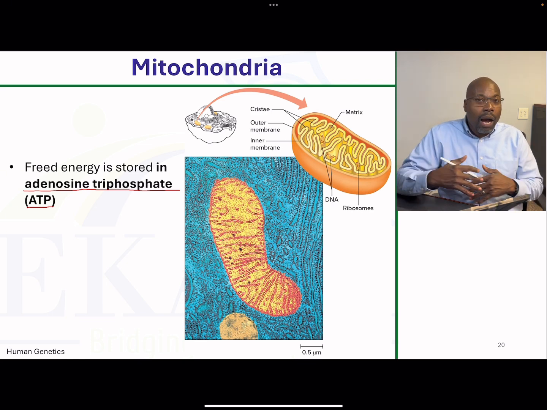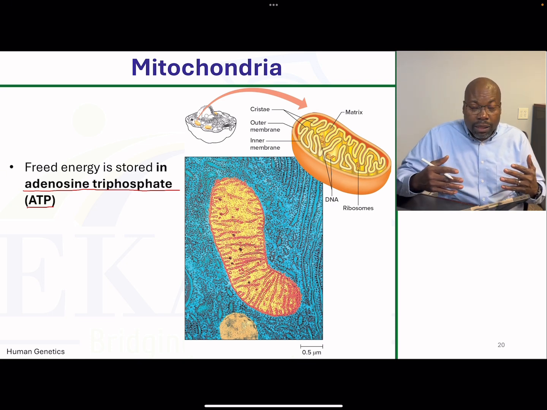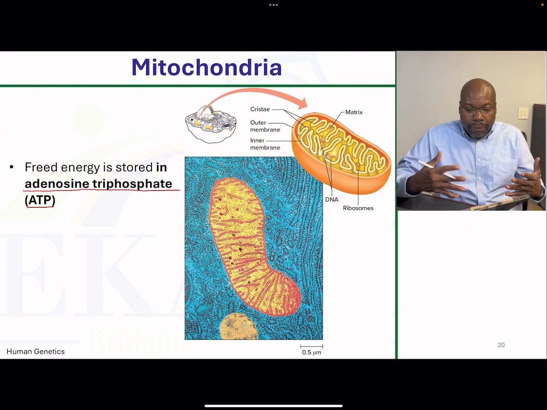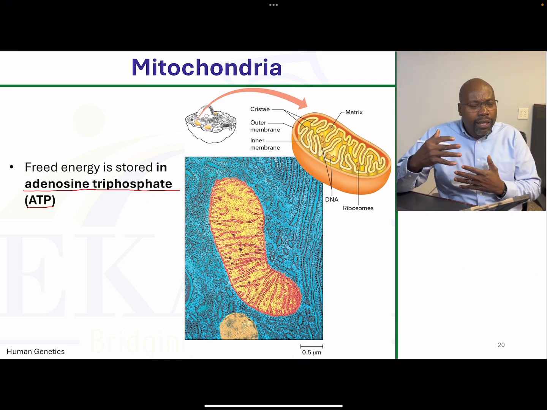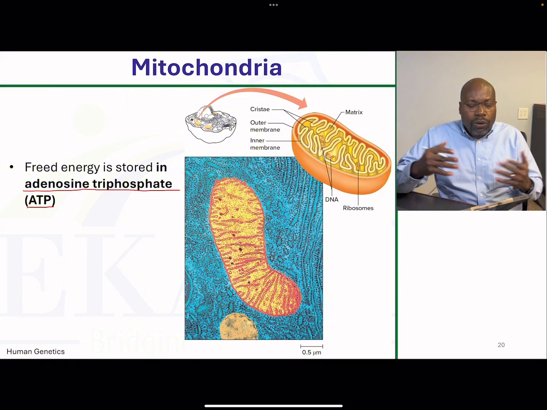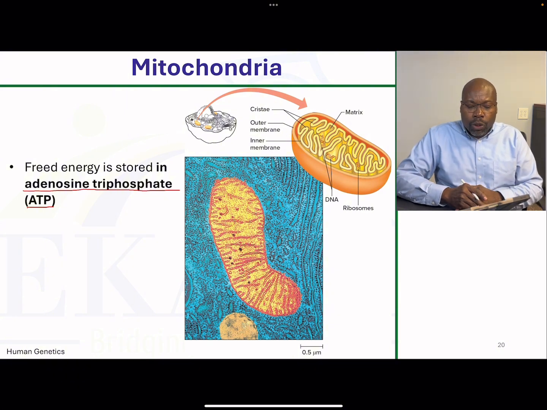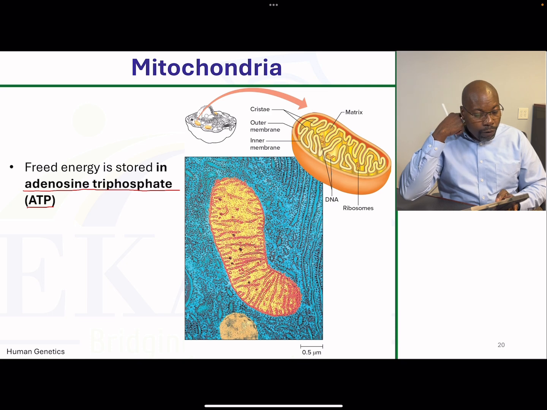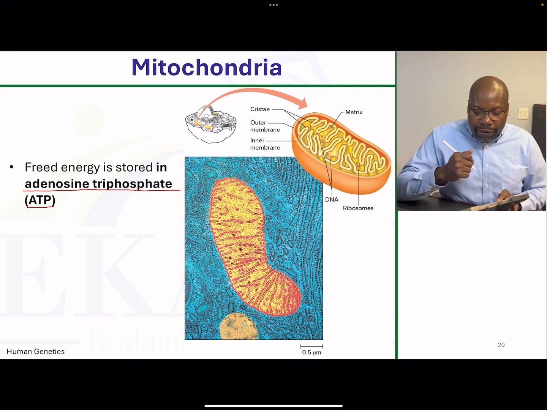For instance, I would not be able to run if I don't have enough ATP. I would not be able to do all the speaking I'm doing if I don't have enough ATP. I would not be able to think if I don't have enough ATP. So the mitochondria are responsible for the production of ATP.